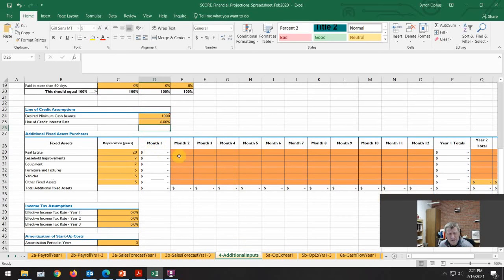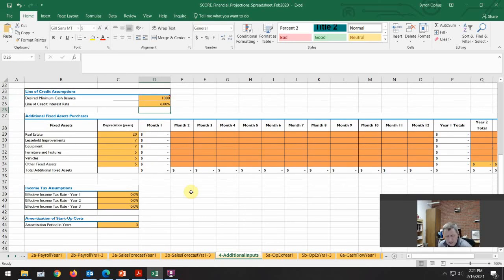Okay, got that. Now we come down to here. Additional fixed asset purchases. Your fixed asset purchases from your starting point should show up here in month 1. For the vast majority, if not all of us, we're not going to have any more purchases, right?